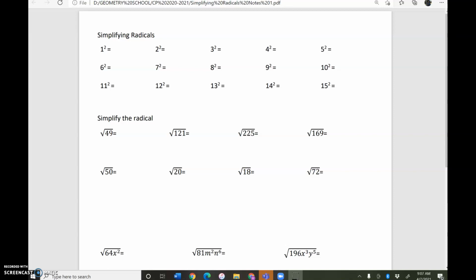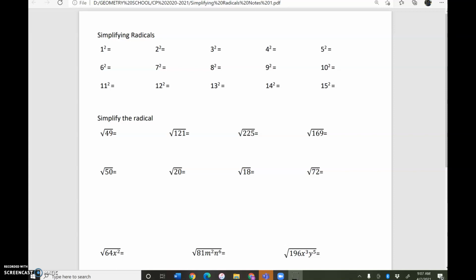So before we start our right triangle unit, we need to talk about simplifying radicals. All right. So we're going to do a review of some simplifying radicals that you should know, and then some things that we may not have covered yet. So some basic things that we should know.